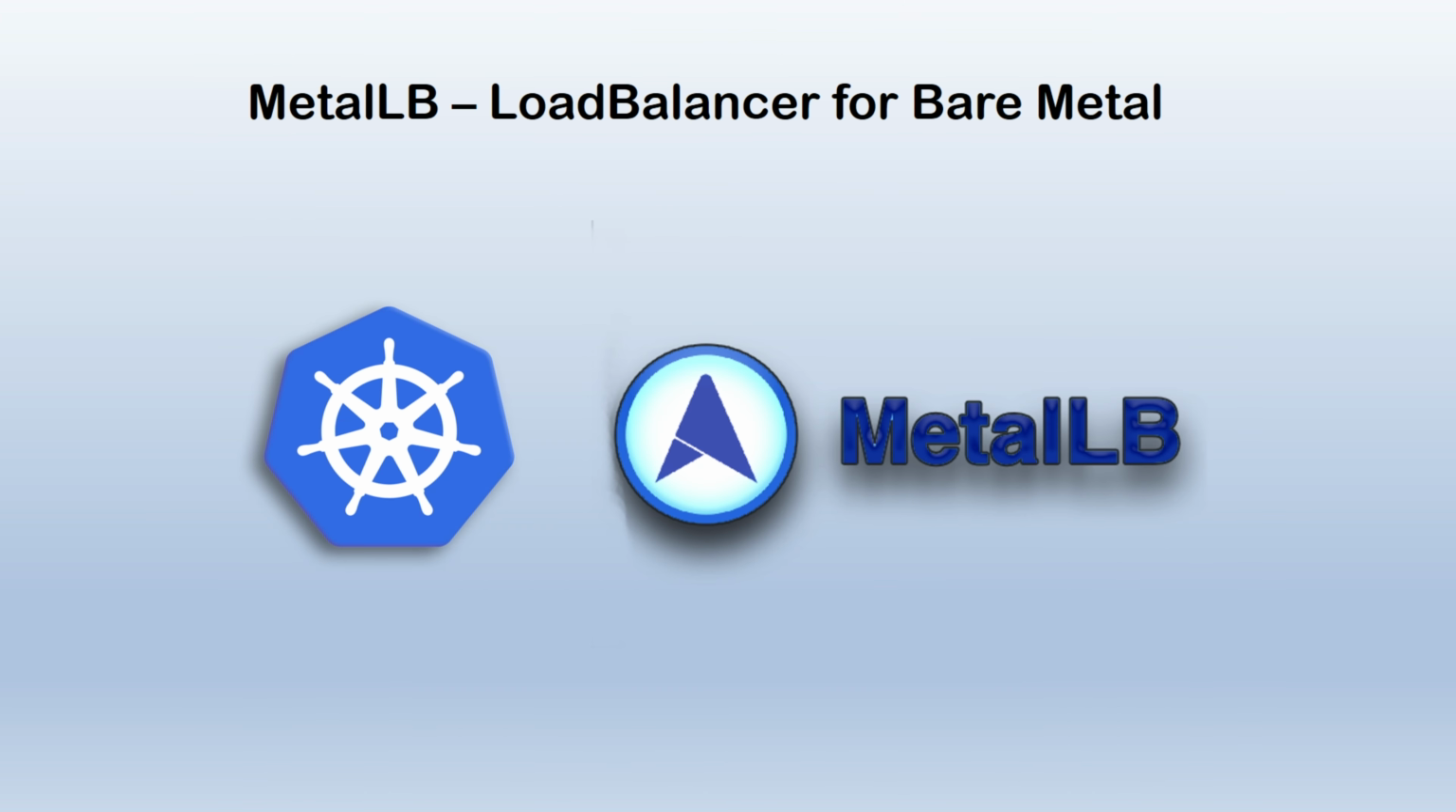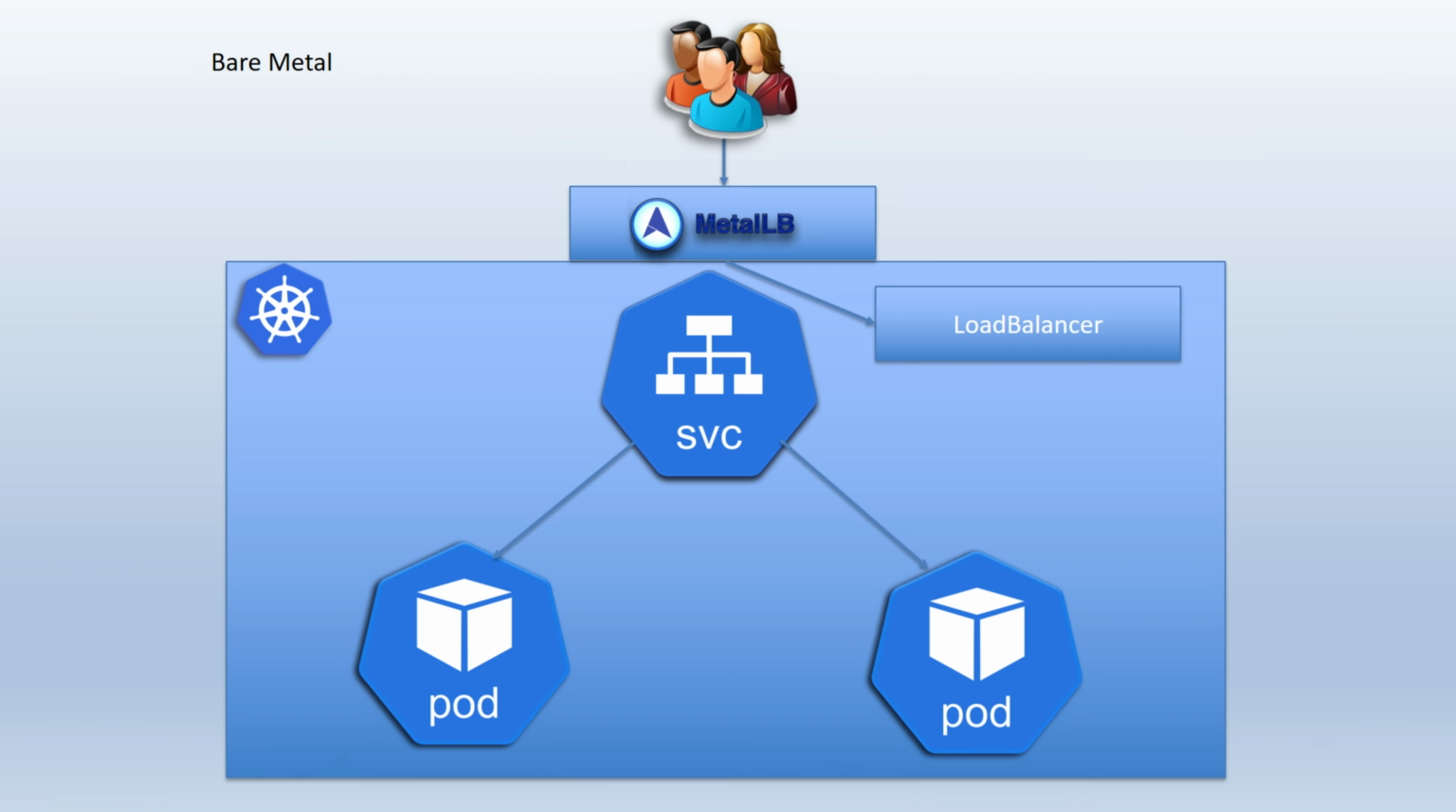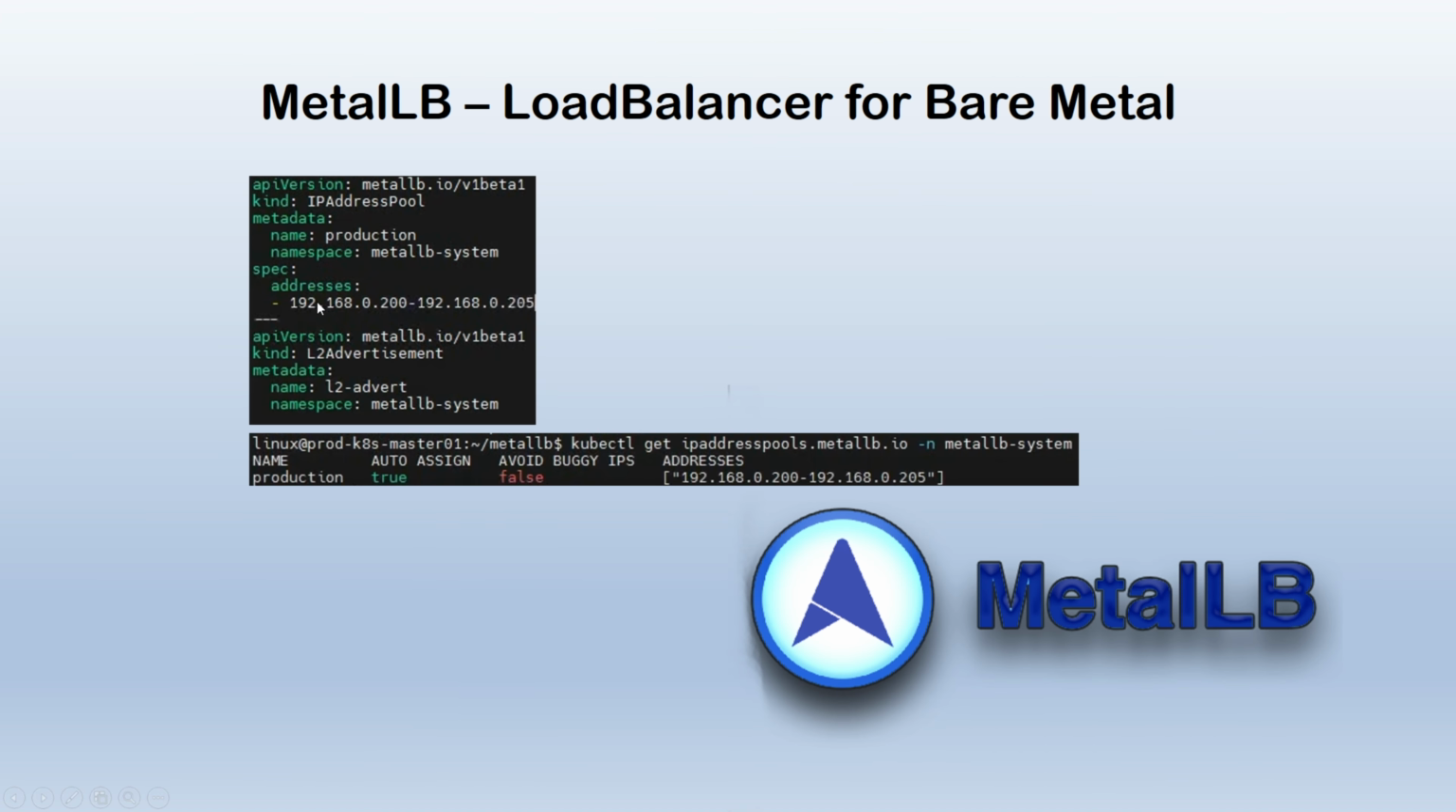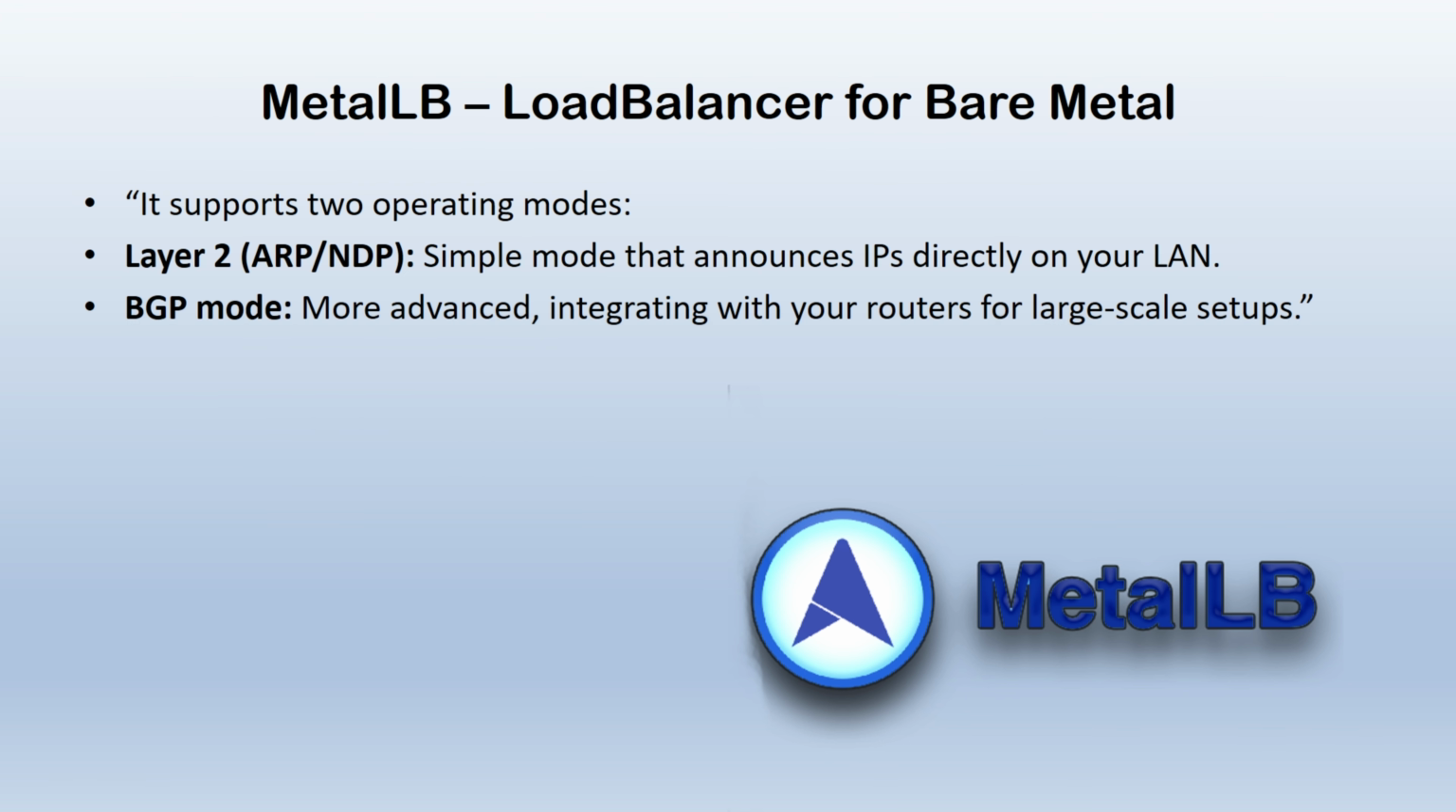And this is where MetalLB comes to the rescue. The name literally stands for Metal Load Balancer. It's an open source project that gives bare metal Kubernetes clusters the same load balancer experience you'd have in the cloud. Here's how it works. When you create a LoadBalancer service, MetalLB automatically assigns an IP from your local network. Then it makes that IP reachable from your LAN, so anyone in your network can hit your app, just like in the cloud.